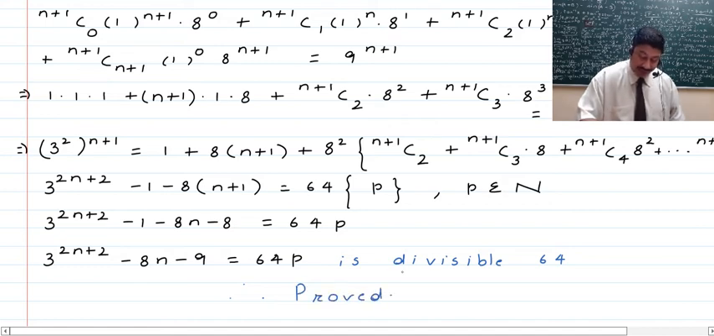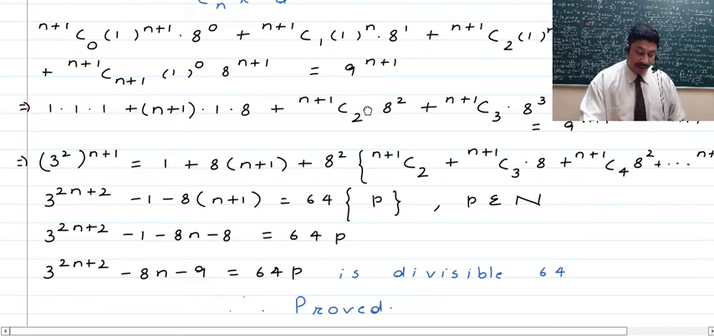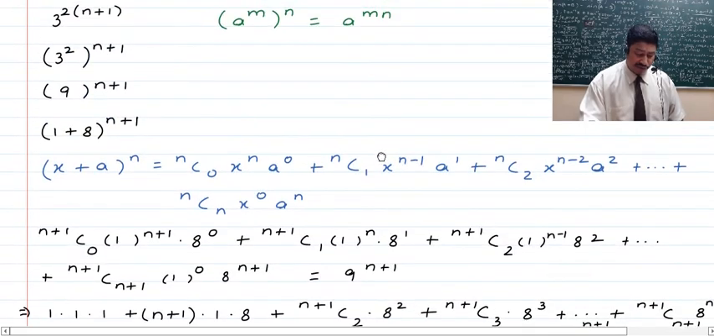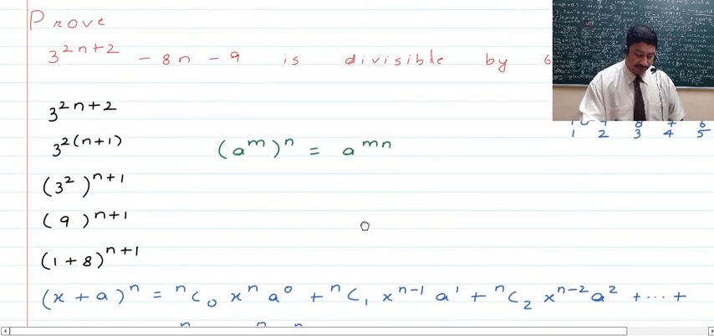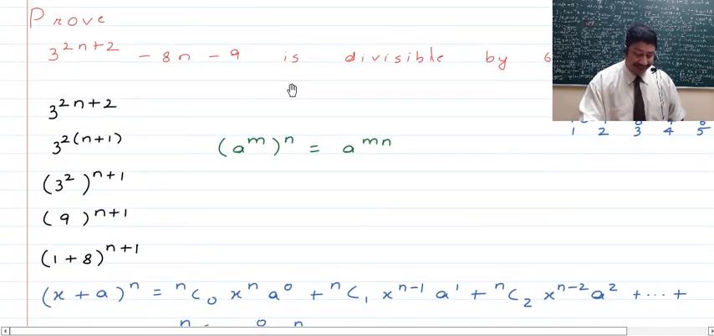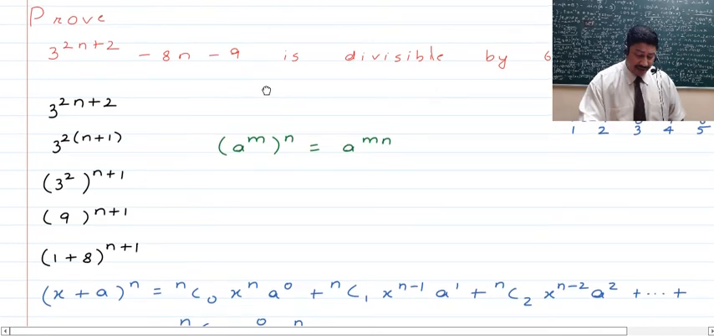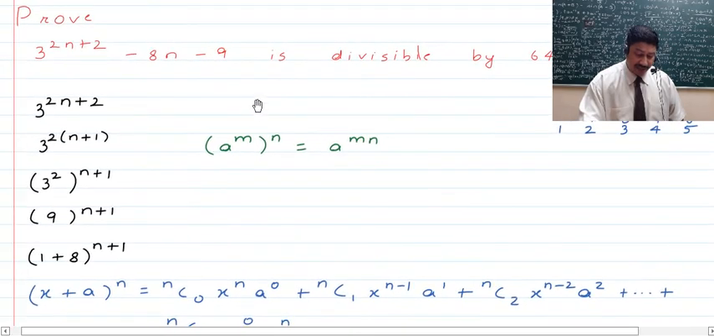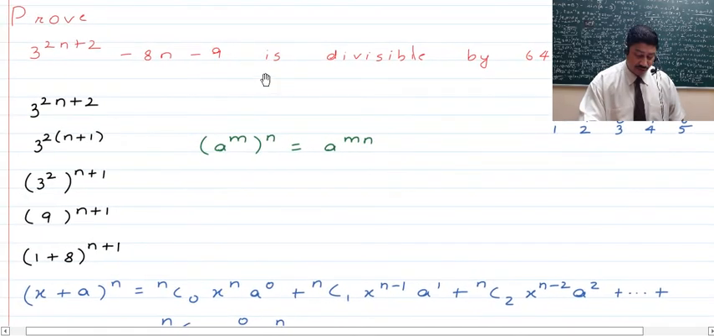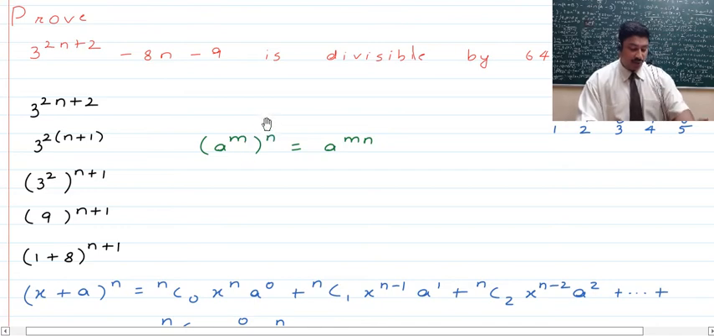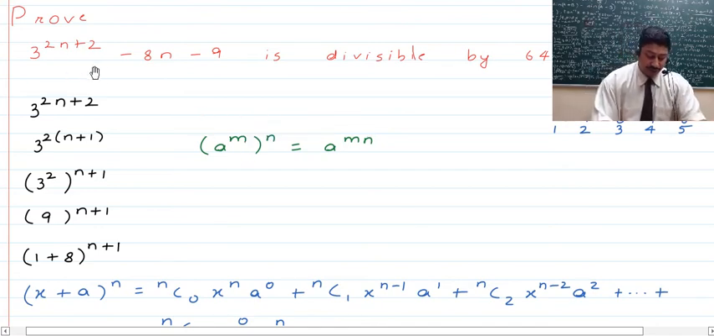So now I'll just quickly discuss the sum all over. Remember, this is a proof of the divisibility of a number by 64 here, and remember, such types of sums can also be done by the principle of mathematical induction. This is the other method by means of which we can prove the divisibility of a number. So here we have 3 raised to the power 2n plus 2 minus 8n minus 9, which is to be shown to be divisible by 64.